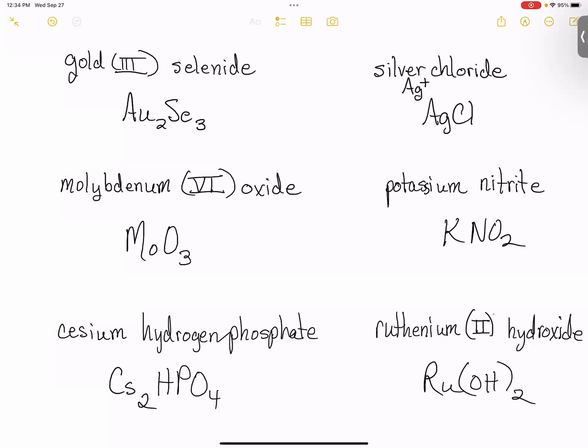Does nitrite not have like a negative charge? Does that change the stock? Nitrite is in period 2. Period 2 does not, its charge does not match that of the element for the polyatomics.